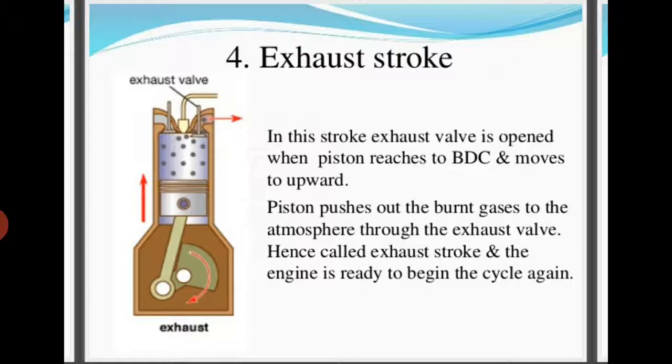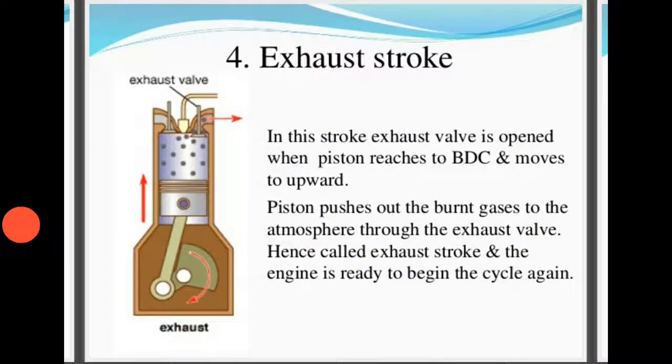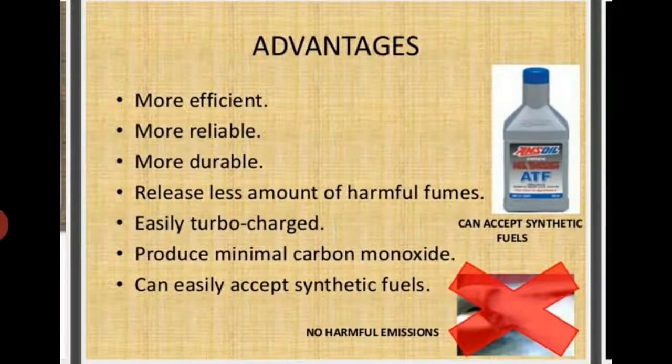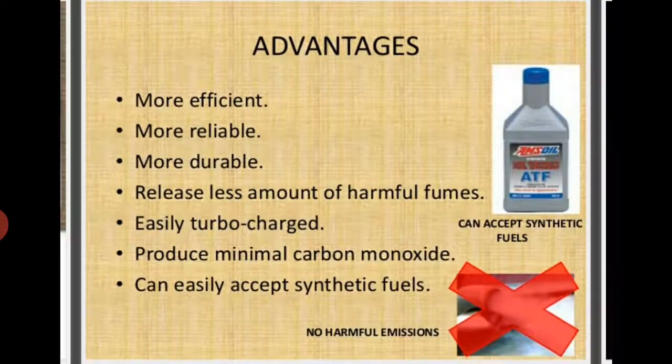Now the engine completes its cycle in 4 steps: suction, compression, power stroke, and after that the exhaust stroke. This process is completed in 4 steps. That's why this engine is called a 4-stroke diesel engine. Now after that, the advantages of the 4-stroke diesel engine.